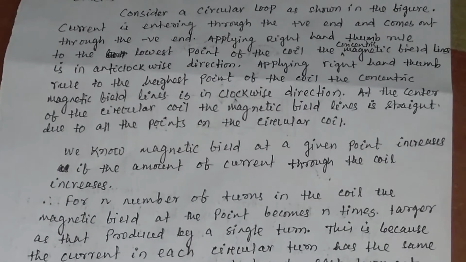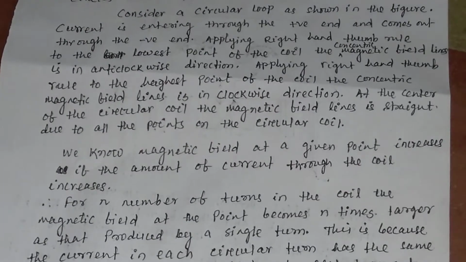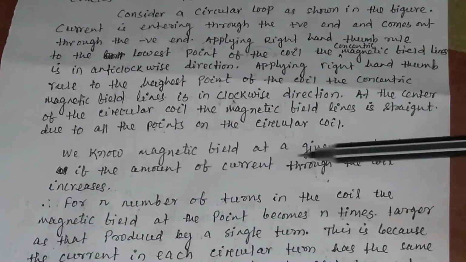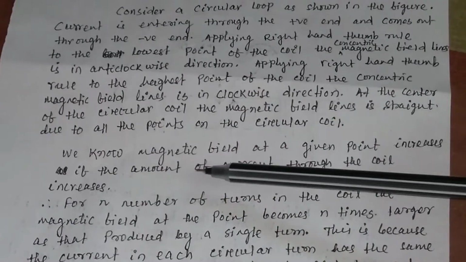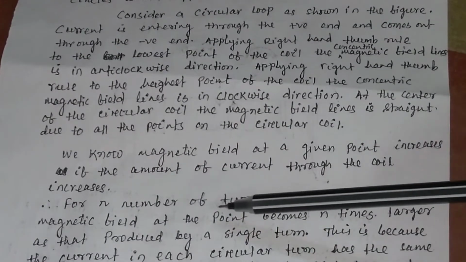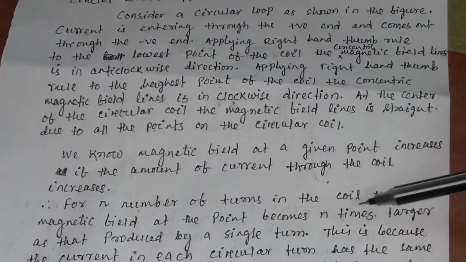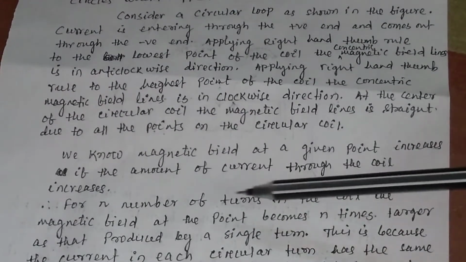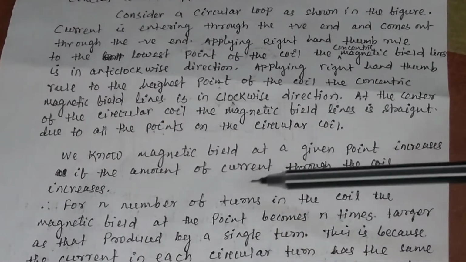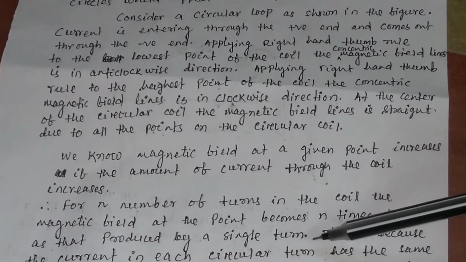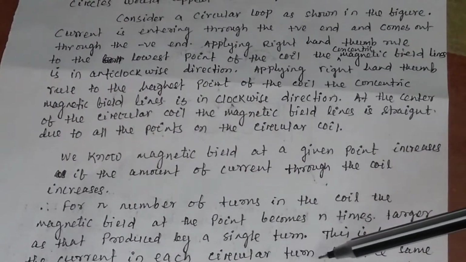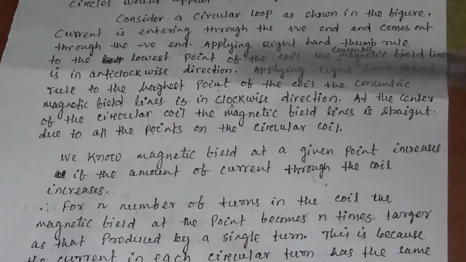We know the magnetic field at a given point increases if the amount of current through the coil increases. For n number of turns in the coil, the magnetic field at the point becomes n times larger than that produced by a single turn. This is because the current in each circular turn has the same direction, so the magnetic field due to each turn gets added.